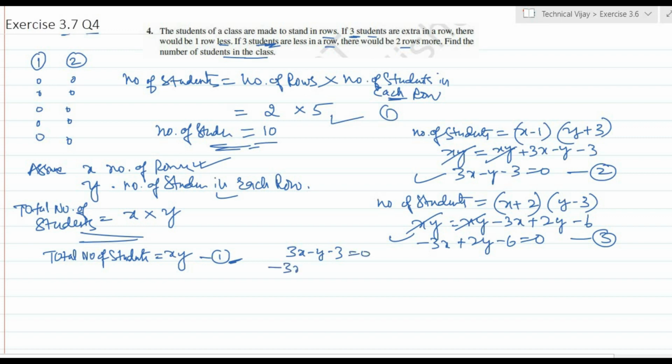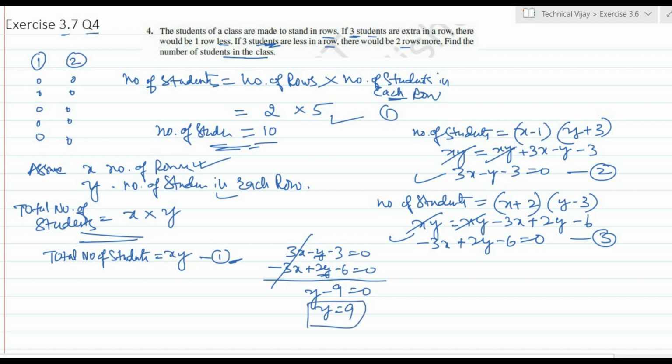So this is minus 3x plus 2y minus 6 equal to 0. So I will add these two equations. So these will get cancelled. So plus 2y minus y is equal to y only. Minus 6 minus 3 is equal to minus 9 equal to 0. So y is equal to 9.